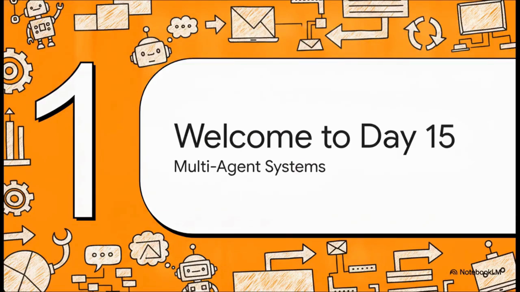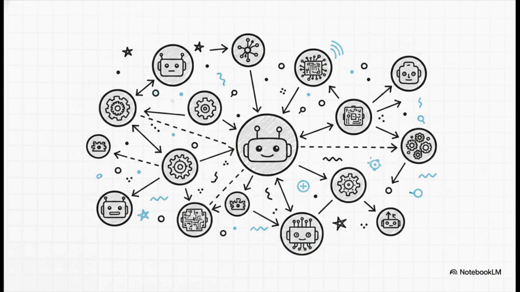Section 1. Welcome to Day 15, Multi-Agent Systems. So, Day 15. This is definitely not just another milestone. It represents a major, major leap in complexity for production agentic engineering. Up until this point, we've kind of been operating in a very linear sequential paradigm, right? You give an instruction, the machine processes it, and boom, it spits out an answer. But multi-agent systems? This introduces an entirely new dimension.